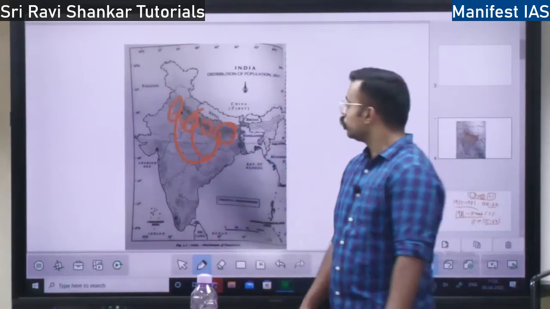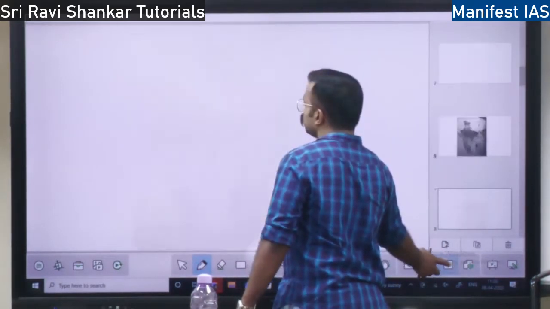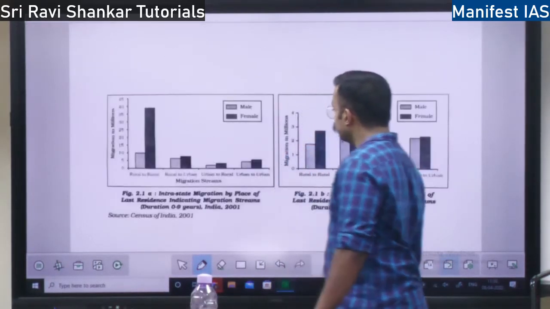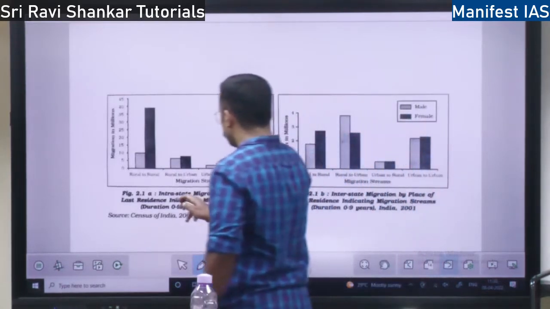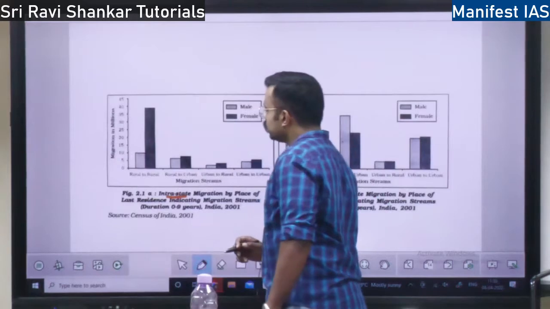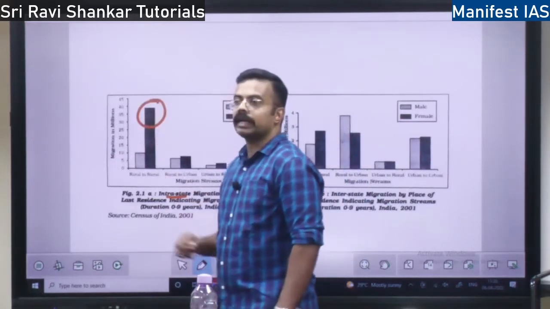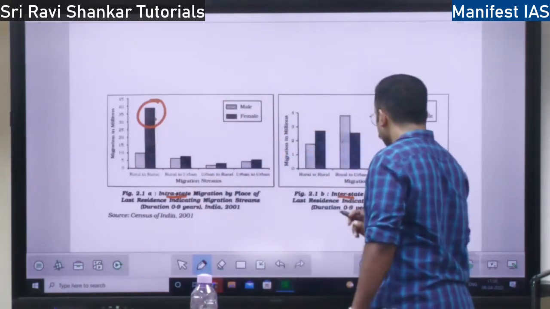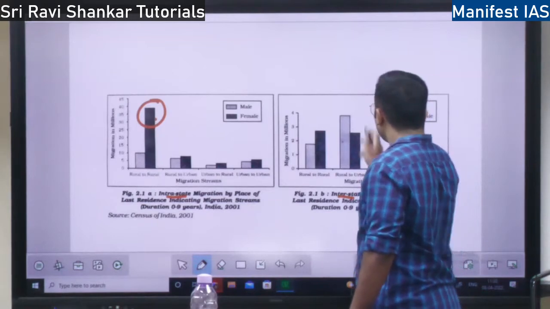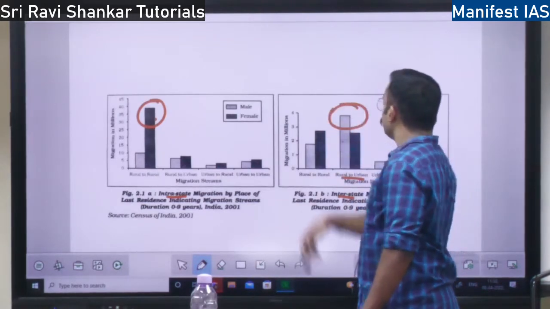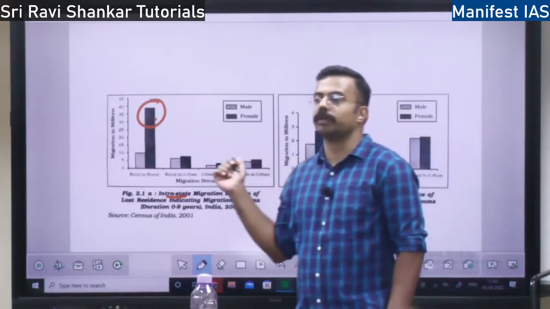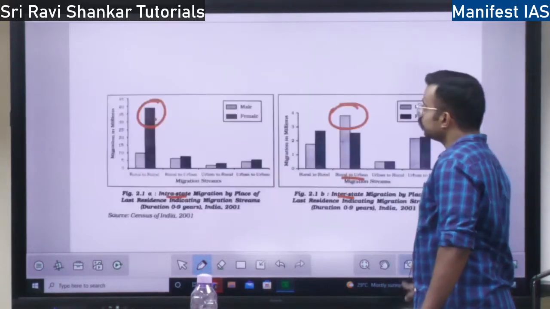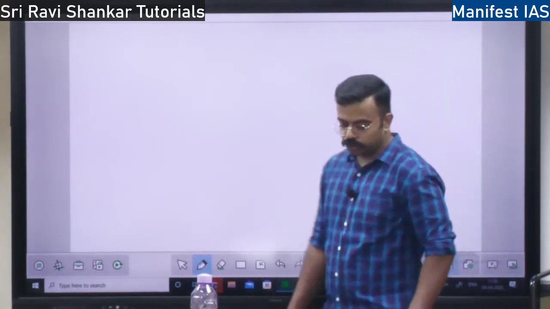Next, we will talk about human development. See, with respect to migration, intrastate migration, that is within the state, rural to rural, you find women migrating more. Why? Because of marriage, I told you. Whereas in interstate migration, that is from state to state, you will find rural to urban more, male population more, because they find a lot of work opportunities. This is the graph. Next, we will talk about human development. What is human development?